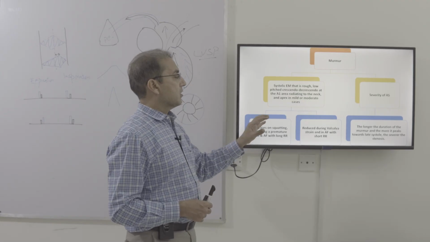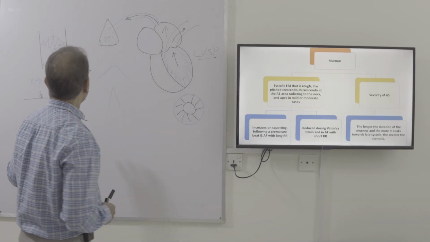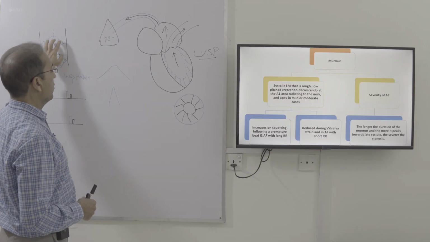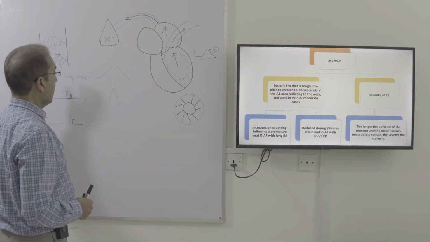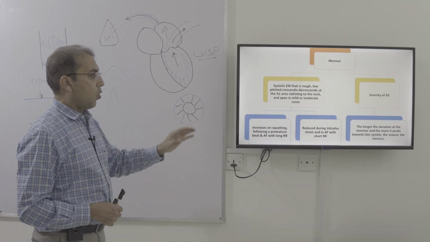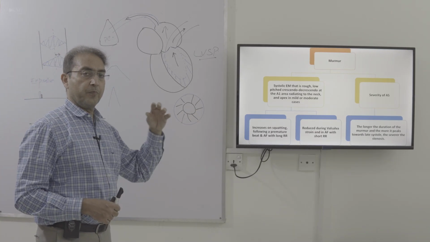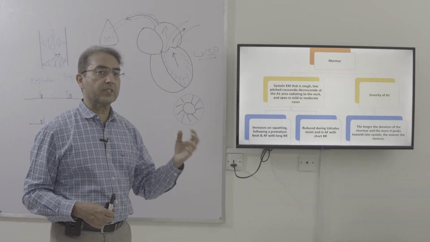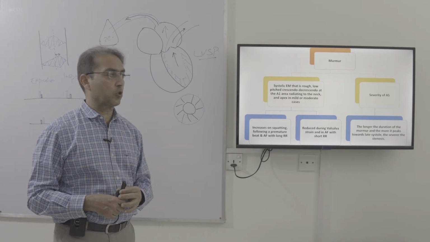Now, what are the characteristics of this murmur? We see this murmur is a systolic murmur. It's an ejection murmur. This is a crescendo decrescendo murmur, and it increases on squatting, and it also increases on a premature beat. When there is a ventricular premature beat, there is a compensatory pause which follows the ventricular premature beat.